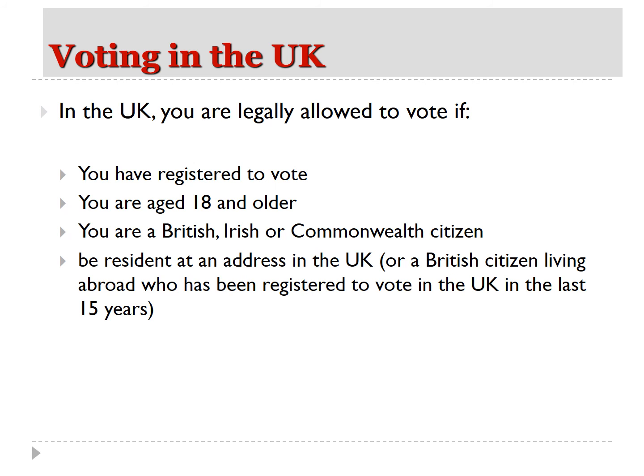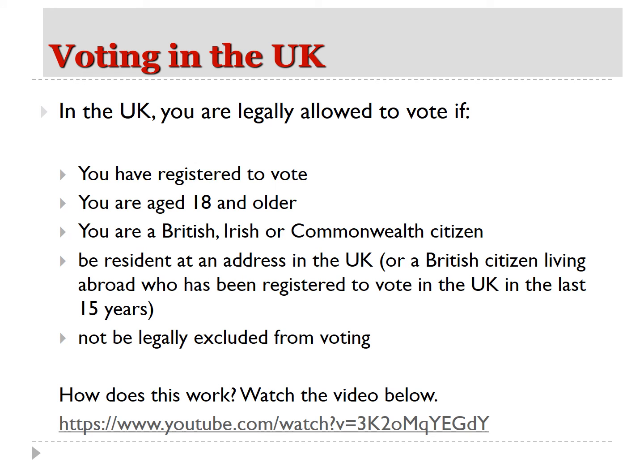And you also need to be a resident at an address in the UK, or if you're a British citizen living abroad, you need to have been registered to vote in the UK within the last 15 years and also have not been legally excluded from voting in the past. It's normally within 5 years, so you haven't committed electoral fraud in the past.